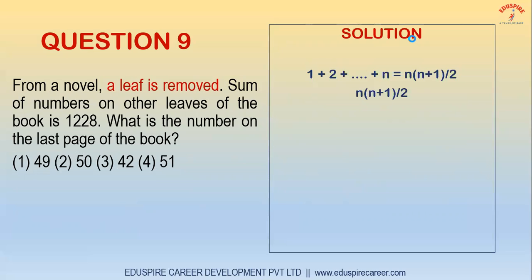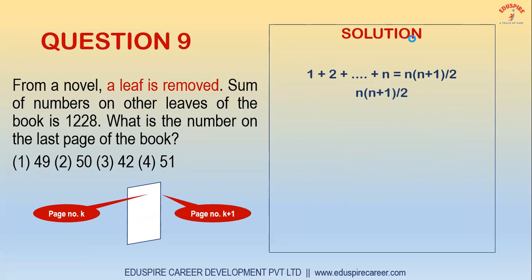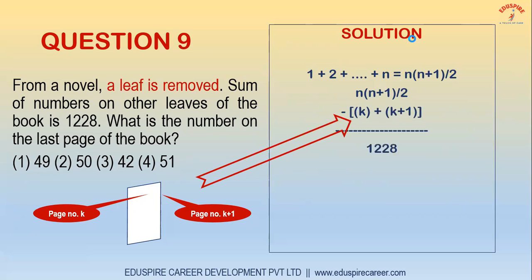So what it says is, if I look at this particular page which is being removed for this leaf, there will be two numbers. On one side, we are talking about page number K, and the next side we'll have page number K plus 1. So when I subtract this, after removal of this leaf, of course, what I will subtract will be the summation of K and K plus 1. As a result, we should get 1228, which is given in the sum.